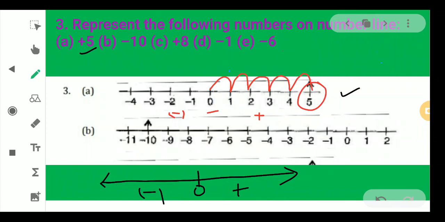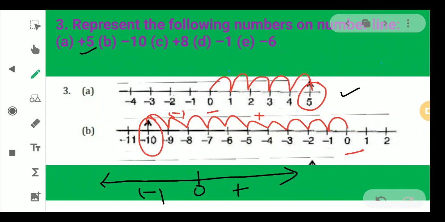The next is -10. Now since it's a negative number, it will be left of 0. So this is our 0 here. On the left of the 0 we start with -1 and we have to go up to -10. So -1, -2, -3, -4, -5, -6, -7, -8, -9 and -10. So this is the representation of -10 on the number line.